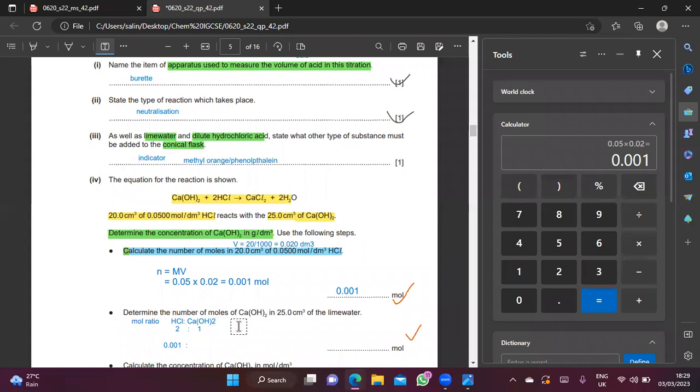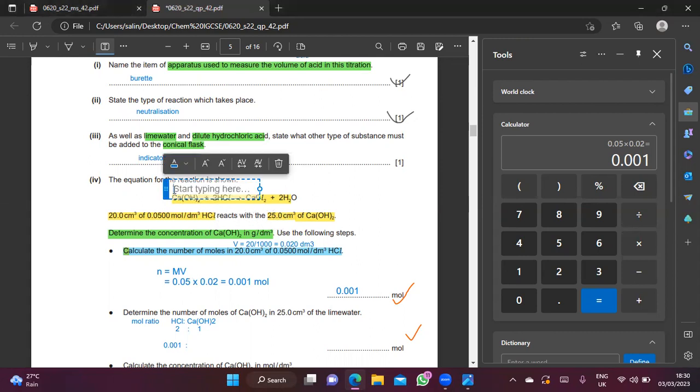Okay. Next, determine the number of mole of calcium hydroxide in 25 cm cube of the lime water. So now we have to calculate the number of mole of my calcium hydroxide. Now I cannot use the same formula, n equals to mv, for my lime water, although the volume of my lime water is given. Why? Because the concentration of the lime water, I don't know. As easy as that. Now one might say, so how then? Okay, go back to your equation.